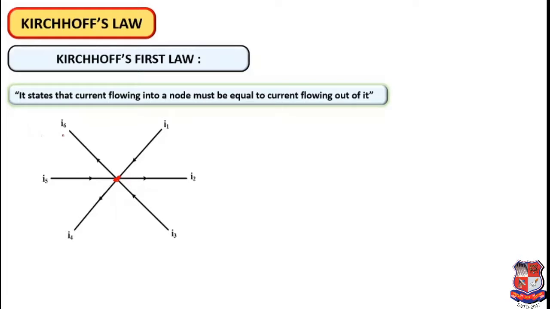So I1 and I6 are opposite, I6 and I5 are opposite, I5 and I4 are opposite. So all currents are in opposite direction to each other. Which means that I can write that current flowing into the node are I1, I3 and I5. So the summation of incoming currents will be equal to the outgoing current. The outgoing currents are I2, I4 and I6.